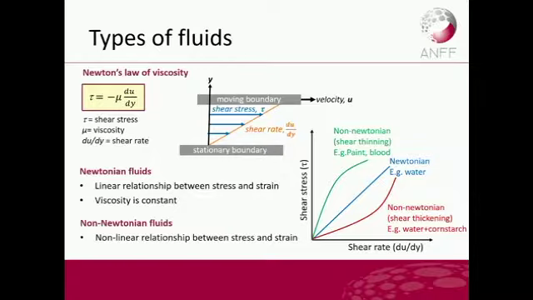So shear rate is this gradient here. In Newtonian fluids, the viscosity actually remains constant, okay? Whereas for non-Newtonian fluids, the viscosity is obviously changing with the shear rate.